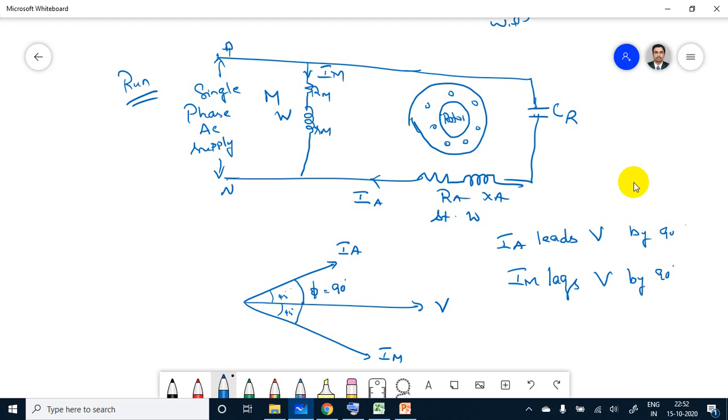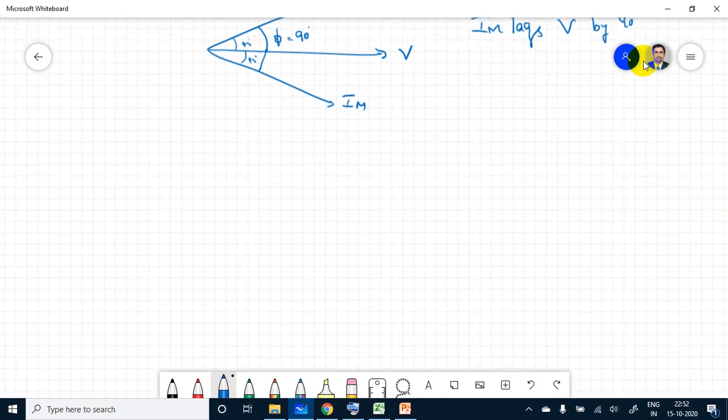Why is it leading? IA is leading because the capacitor is there. Here in the main winding there is no capacitor, so it is lagging. Do you understand? This is my junction. This is the phasor diagram.